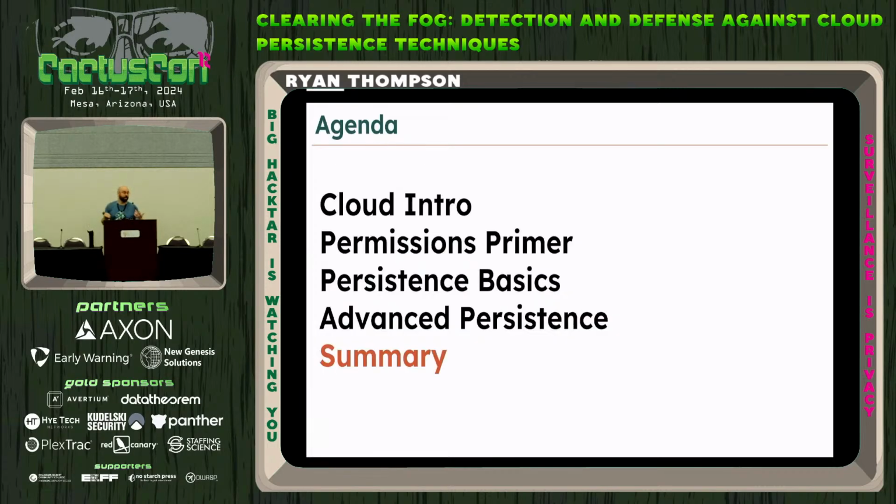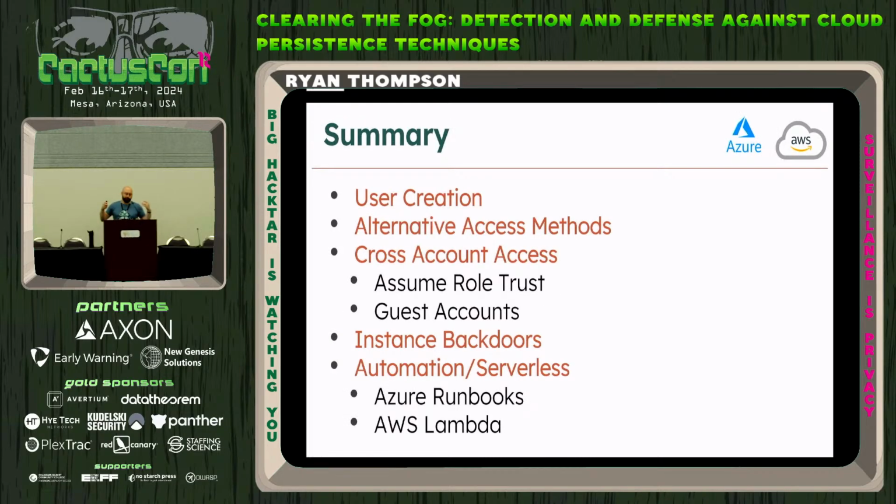So, in summary, what do we do about this? We've gone through a bunch of different persistence mechanisms. We started at user creation and went all the way down to some more advanced automation work. So, what are the next steps?